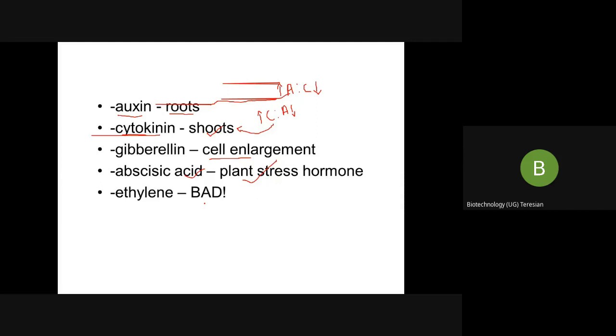So these are the important hormones which are naturally produced by the plant, and we have to use them in different concentrations, quantity and quality, so that we induce them into the media for the development of the plant, for the cell division of the plant, or for the formation of the root, shoot, cell enlargement, cell progression. So all this is done by our hormones.